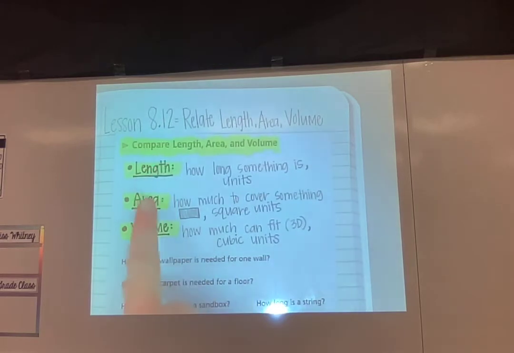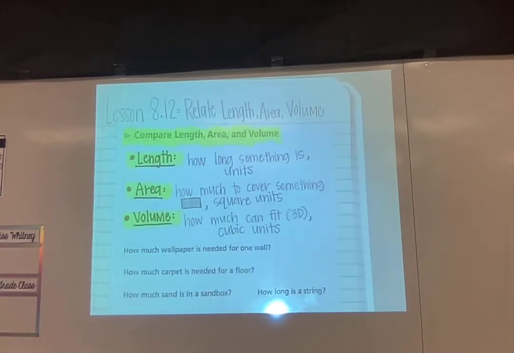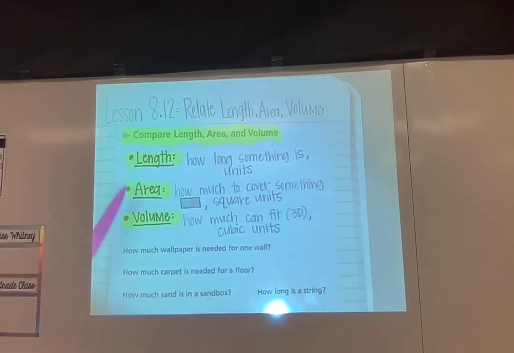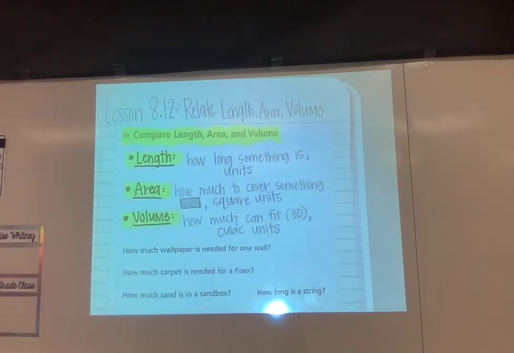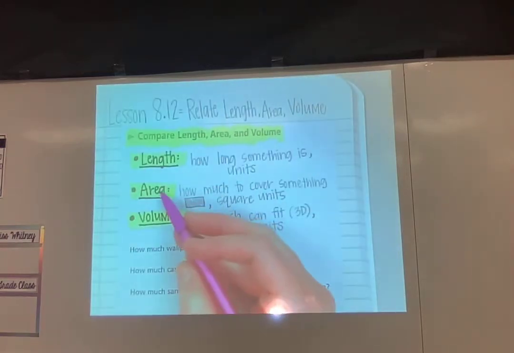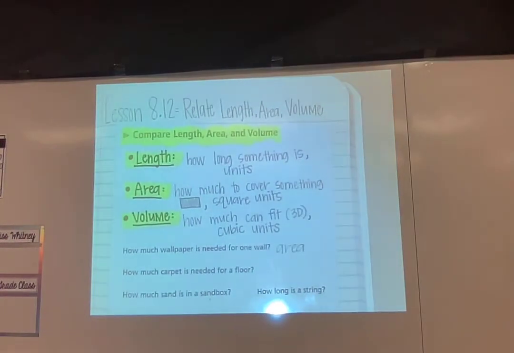Let's see if we can use these three different types of measurement to tell how we would find the answer of these questions. So for instance, the first one says, how much wallpaper is needed for one wall? So if I wanted to put wallpaper on one wall in my house, would I need to measure the length, the area, or the volume to see how much wallpaper I needed? Well, wallpaper is going to cover the wall, so I need to find the area. I need to see how much it's going to take to cover that wall. All right, let's try the next question.